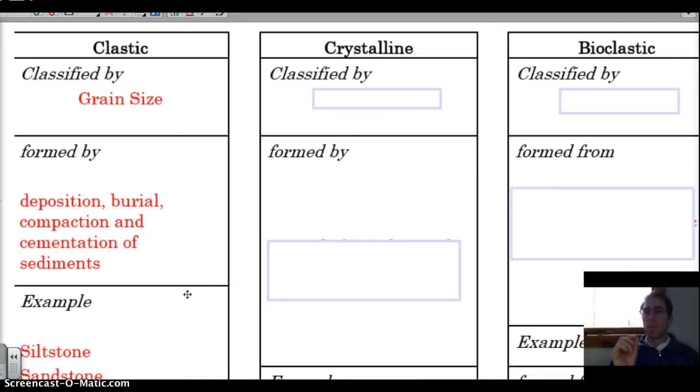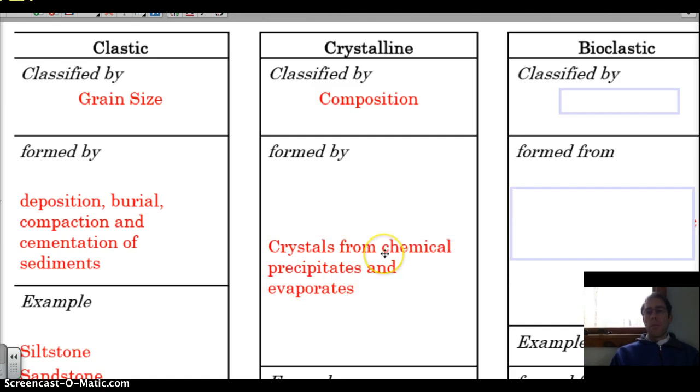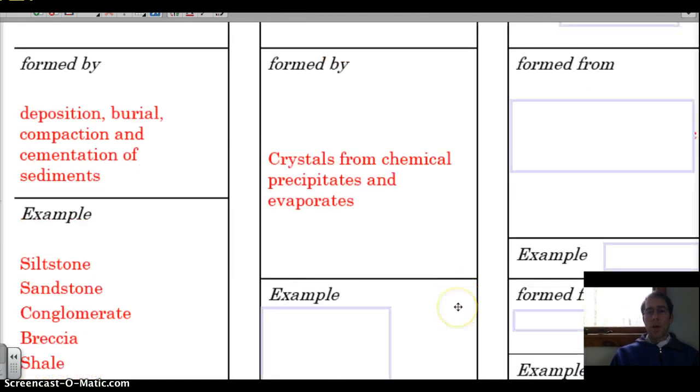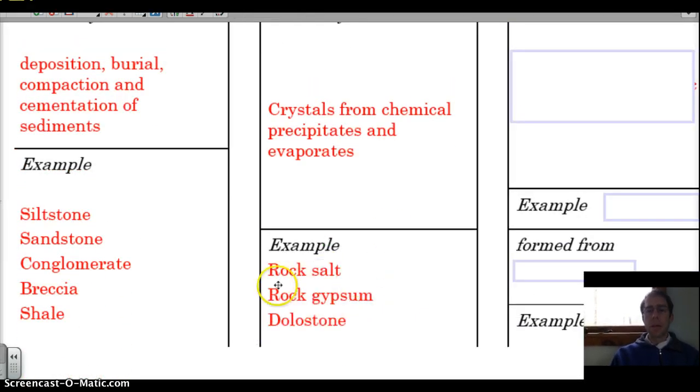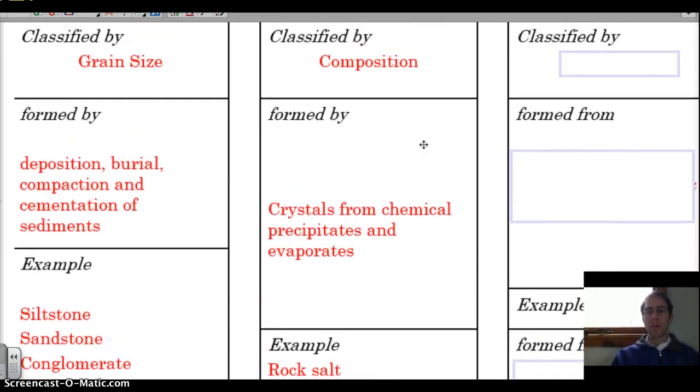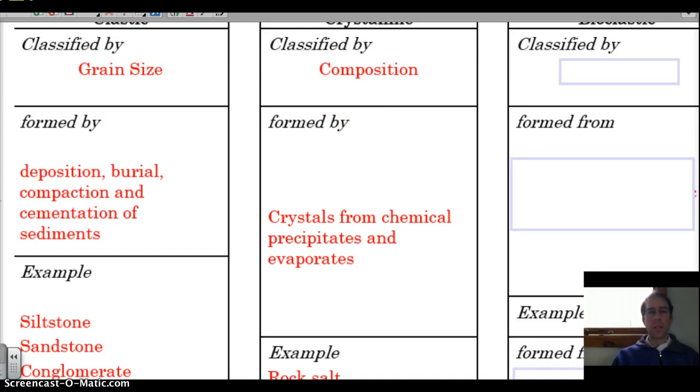So that's the clastic rocks, the fragments that are cemented together in some sort of a matrix. Usually it's quartz minerals that hold those together. Sometimes it's calcite that holds it together. The crystalline rocks are classified, we divide them up by what they're made out of, their composition. They form when crystals precipitate out of water or evaporate, and I'll talk about what that means in a second. But rock salt, rock gypsum, dolostone, those are all examples of these crystalline types of rocks.